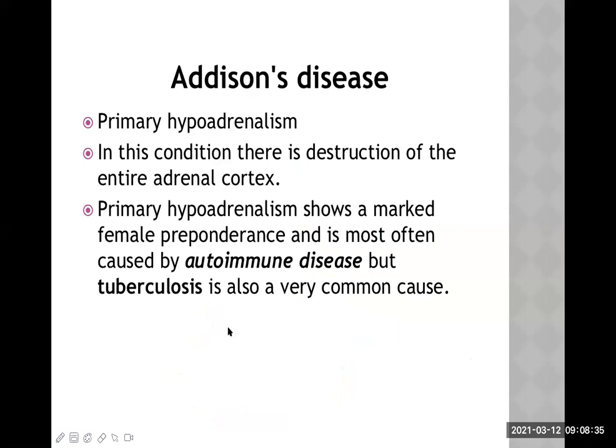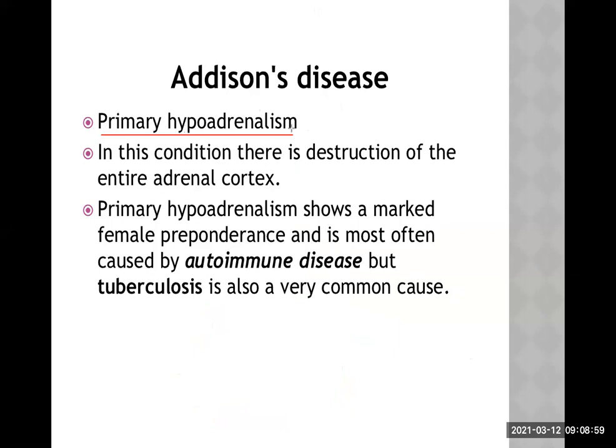Now let's move on. Today we are going to talk about two important conditions: one is Addison's disease and another is Cushing's syndrome. Let's talk about Addison's disease first. This is also known as primary hypoadrenalism, which means the problem lies in the adrenal gland itself.